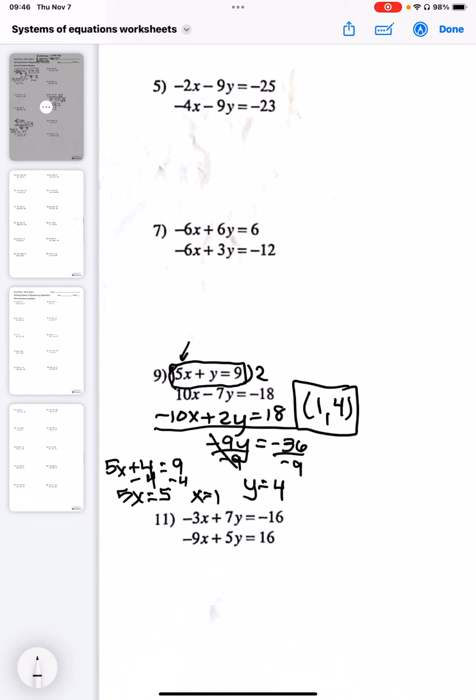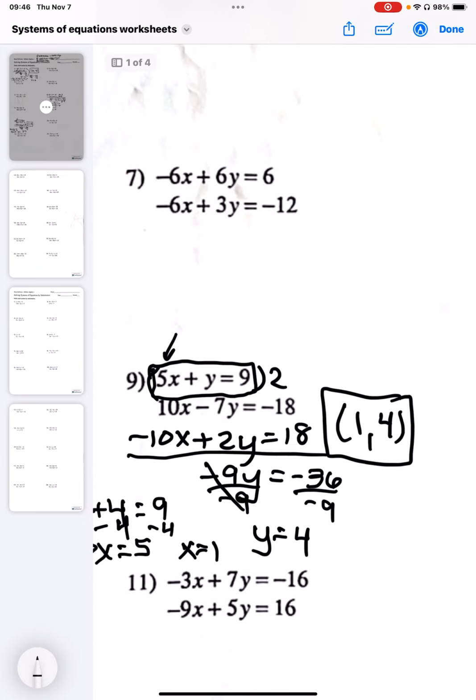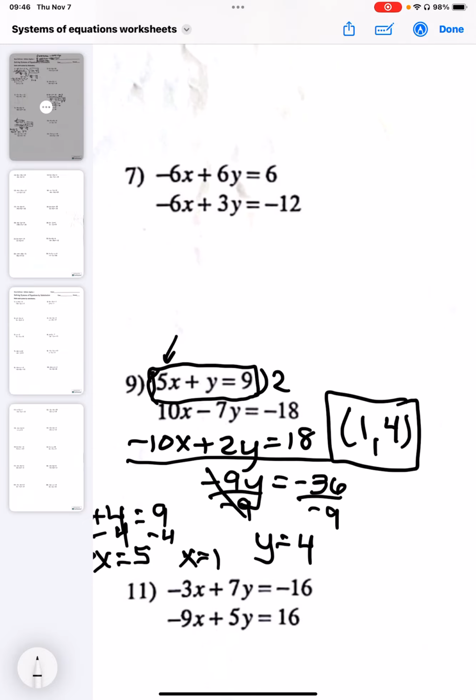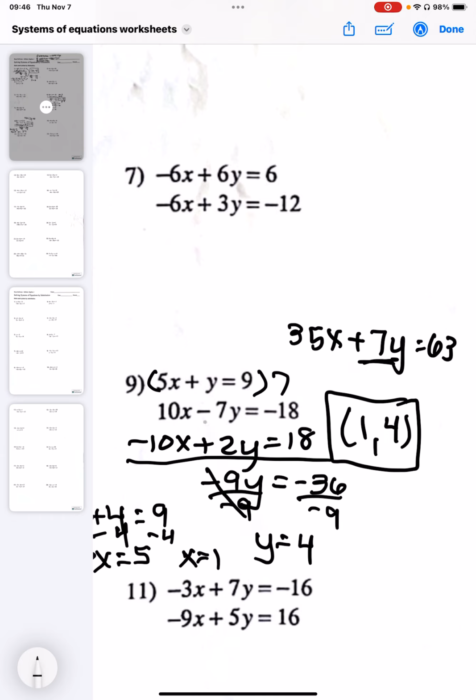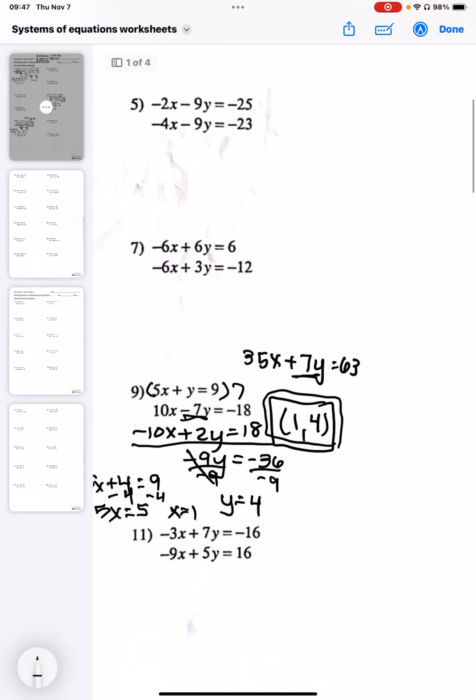Or you can even multiply this by a different number. So I'm going to show another way to do this problem. Instead of multiplying this top one by 2 like we did in order to get our 10x, we could have multiplied it by 7, because then we have 35x plus 7y is equal to 63. So now we have our 7y and our 7y, and then we would add the equations together to get our answer, and we should get the same answer. So that's another way to do that one.